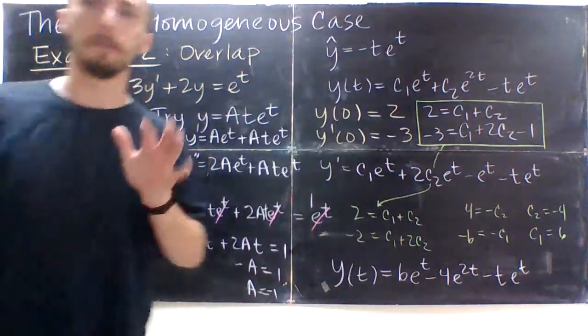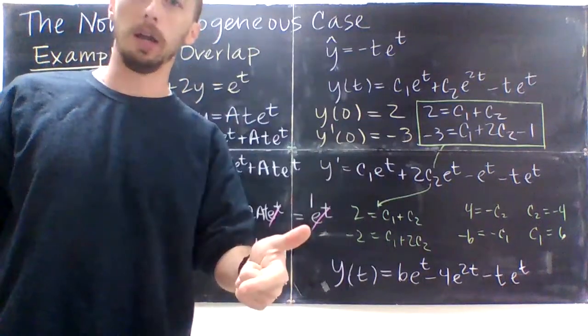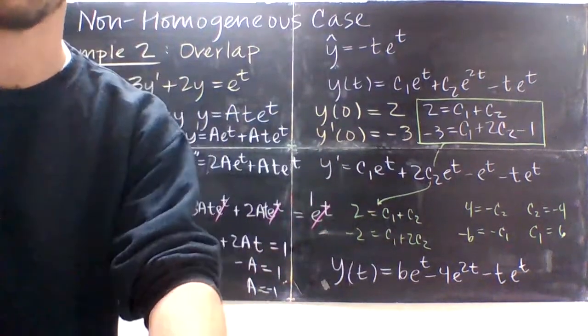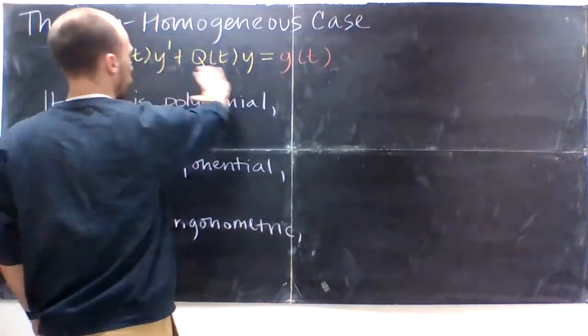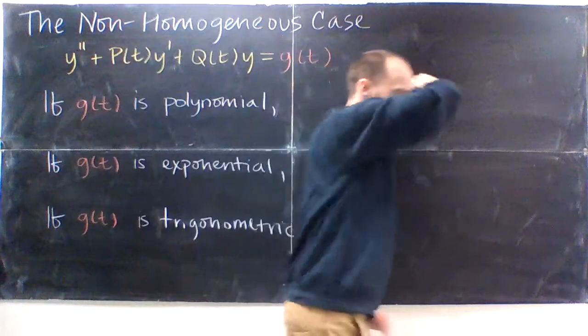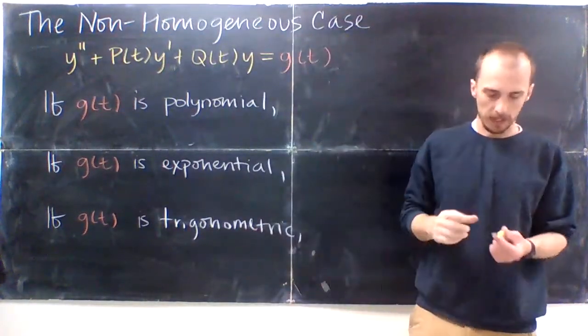So what I'm going to do, I'm going to pause, I'm going to write down the list of guesses, and then I'll just explain what I'm doing here. All right, so we're dealing with this linear differential equation that is not homogeneous. And the non-homogeneous part is polynomial, right?